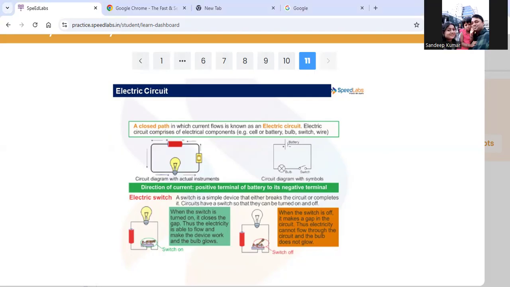Okay. An electric switch is a simple device that either breaks the circuit or completes it. Circuits have a switch so that they can be turned on or off. You can see when you are using a bulb or fan at home, a switch is there. When you want to use it, you switch it on. When you don't want to, you switch it off. Yes or no? So that is the role of a switch. It will complete the circuit or break the circuit.